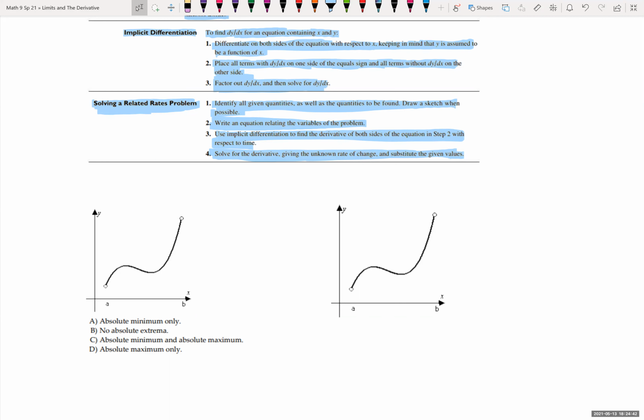We know both graphs are the same. So I copied the wrong thing.